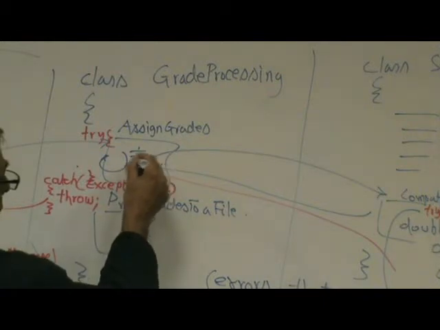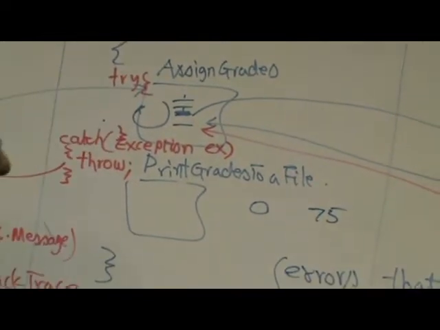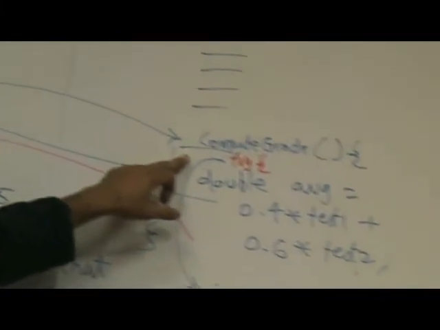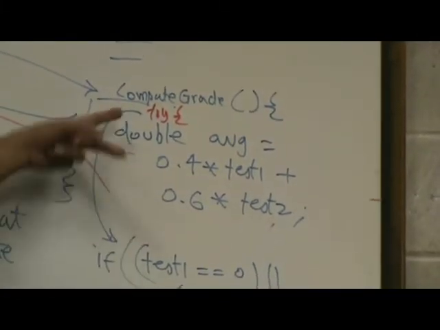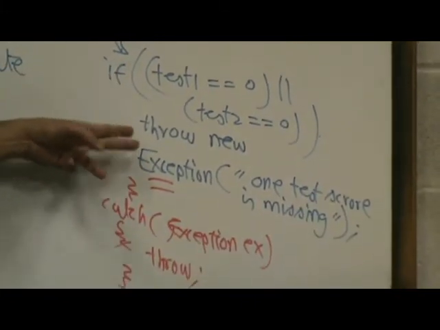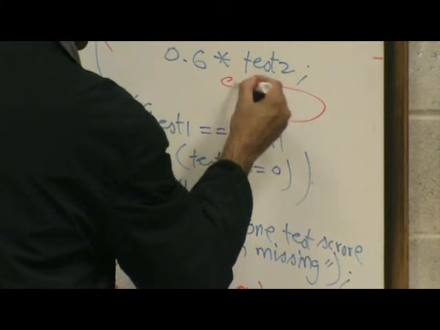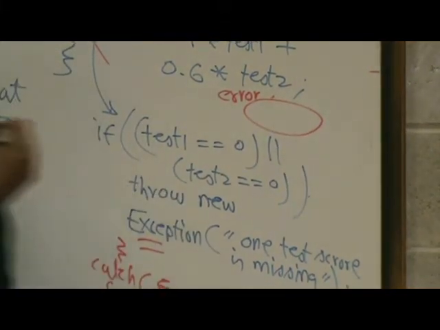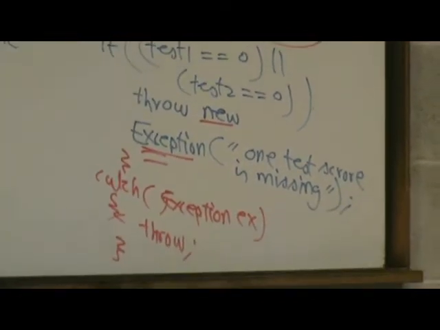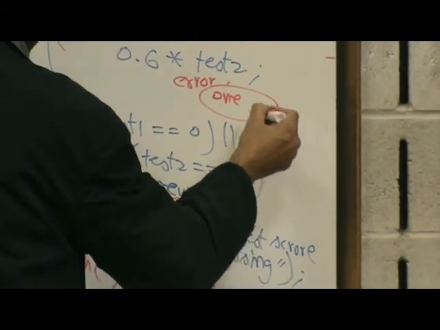Okay, so then we come across a student where the test score is 0 and 75. Okay, first test is 0, second is 75, right? So as we call the compute grade on it, what will happen? In the very beginning, we have this line: if test 1 equal to 0, so whenever we say throw new exception, as if we are creating our own error message, okay, our own error object. So see, new exception creates an object of the exception class, right? And we are putting a message, one test score is missing.